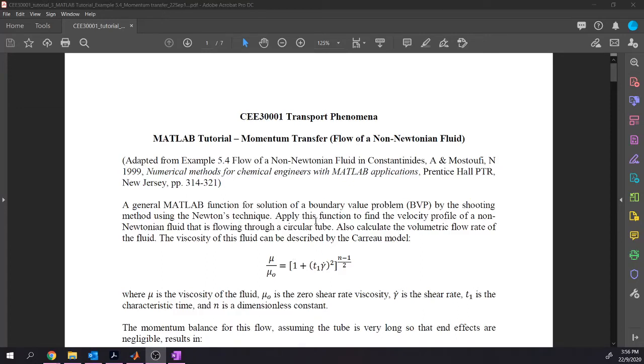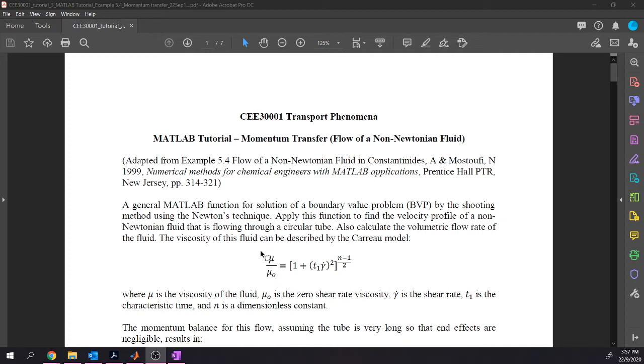Okay, for tutorial 3, we're looking at momentum transfer of a flow of a non-Newtonian fluid. So the general MATLAB function for solution of a boundary value problem by shooting method using Newton's technique. So we apply this function to find the velocity profile of a non-Newtonian fluid that is flowing through a circular tube. Also calculate the volumetric flow rate of the fluid. The viscosity of this fluid can be described by the Carreau model.